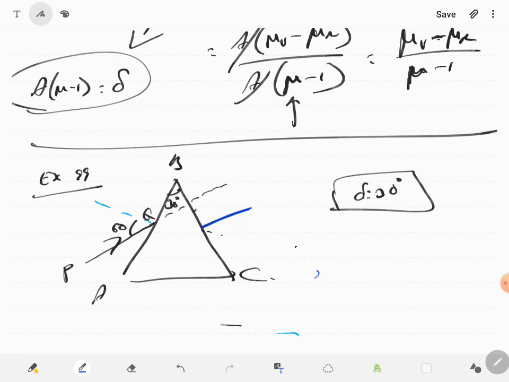The emergent ray is going to come out normal to the BC, which means we can draw like this. This is definitely going to bend towards the normal, but let it go like that, because any ray which is going along the normal only will come out also along the normal. This has to be 90, this has to be 90, right?